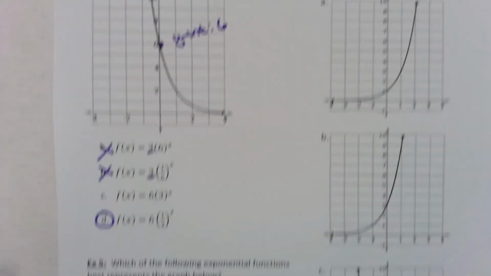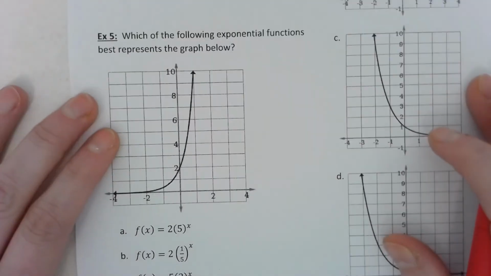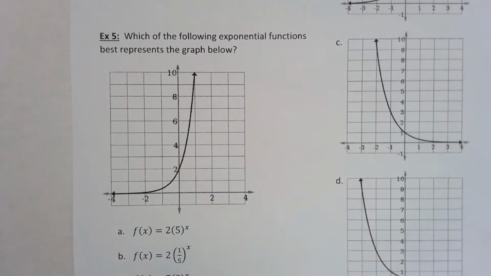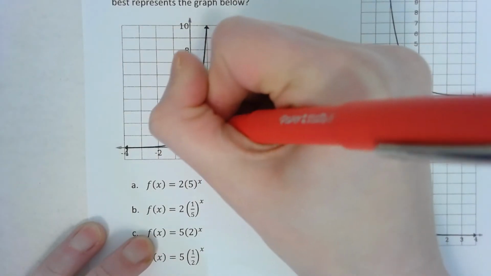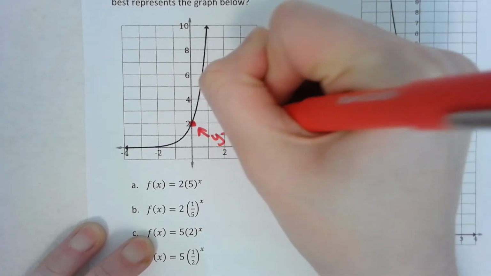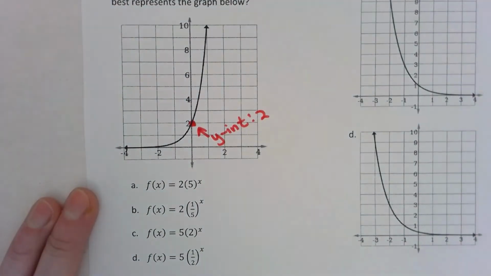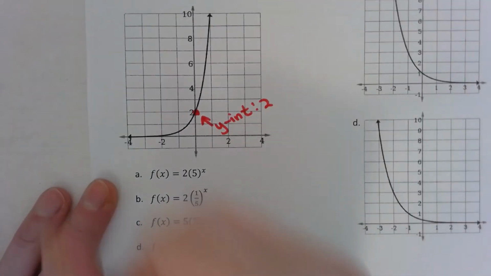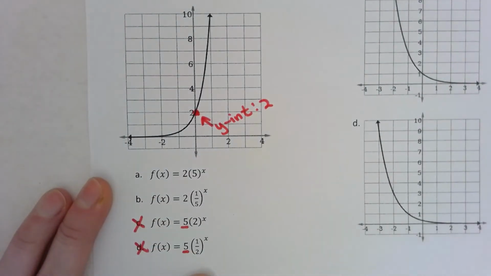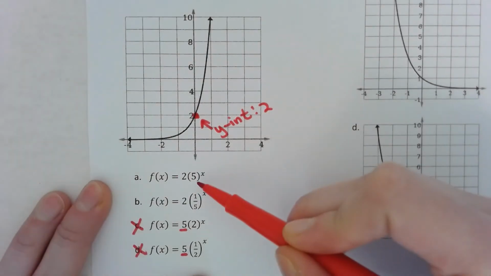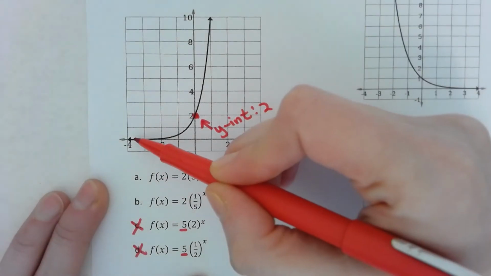Number 5. Which of the following exponential functions best represents the graph below? Once again, I'm looking at this graph right here. I can see that the y-intercept is 2, and that's the number on the outside of the parentheses. So right away, answer choices C and D are gone just because they have the wrong number out in front. Now, as far as figuring out if it's this one or this one, look at the line.